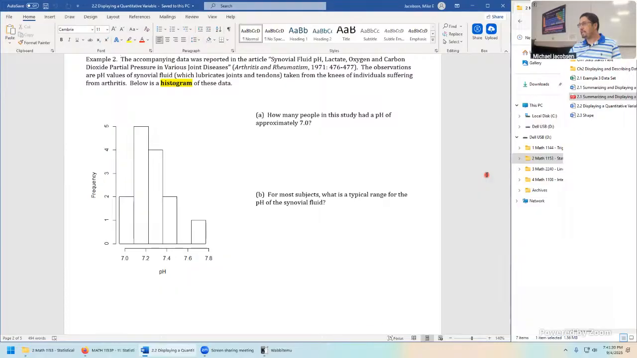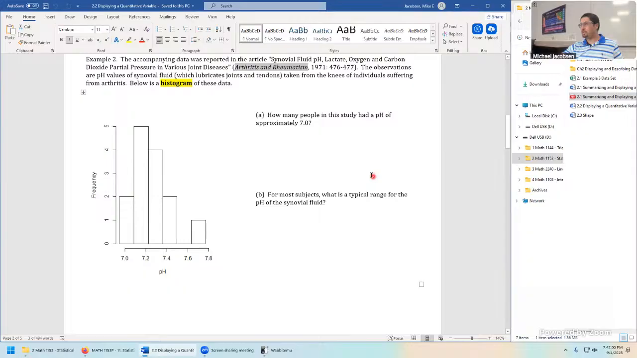It says the accompanying data, just in the form of the histogram, so I don't have the raw values, but the accompanying data was reported in the article: synovial fluid pH, lactate, oxygen, and carbon dioxide partial pressure. This is heavy stuff, in various joint diseases. We're not experts at all at any of this. This is the Arthritis and Rheumatism Journal, old data from 1971, but still interesting. You can look this up if you'd like. What's cool about statistics is you don't have to be an expert here. We can still talk about the data, even if we're outsiders looking into a really very specific discipline.